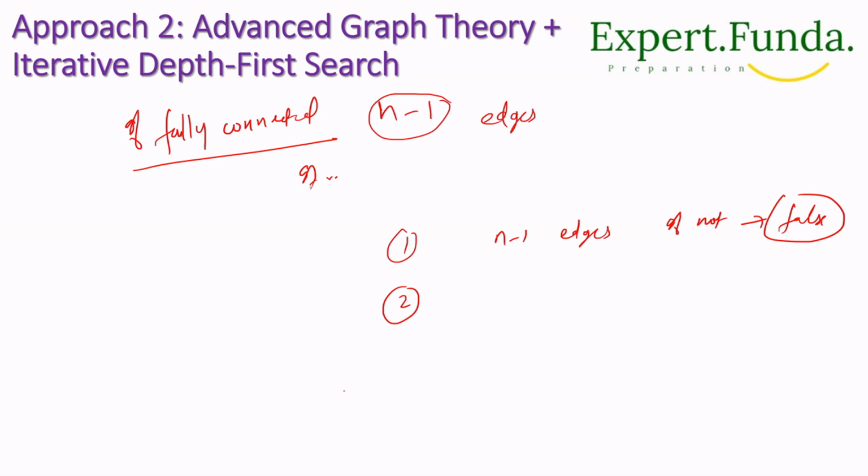So in the second condition, we will check in the algorithm whether or not the graph is fully connected. Then, if the graph is fully connected, we will return true. But if not, then we will return false.